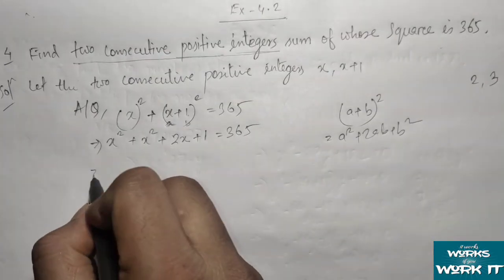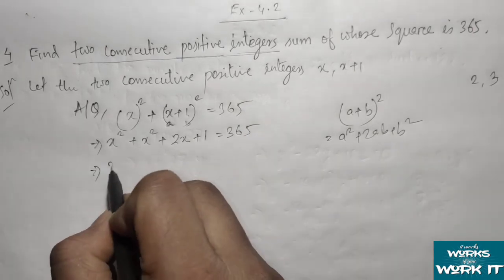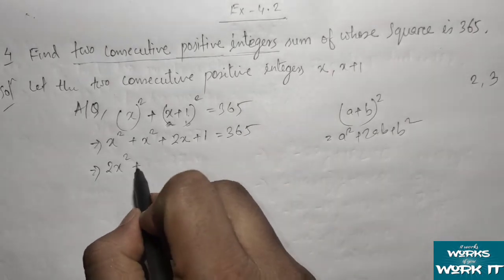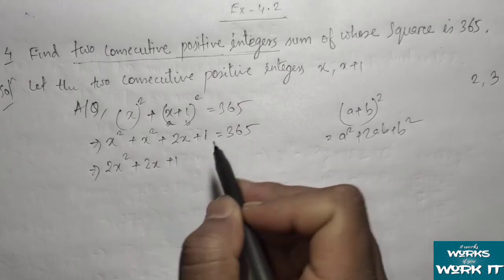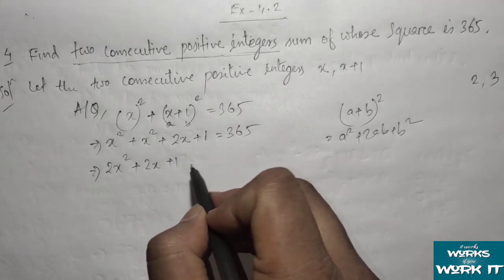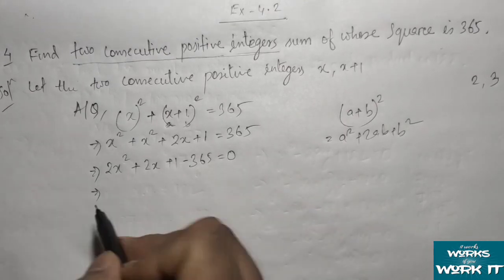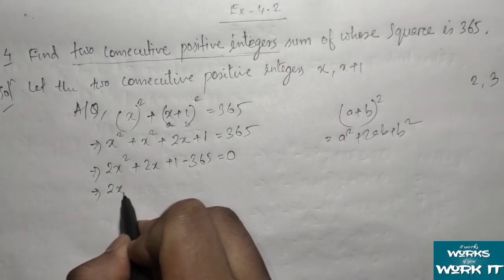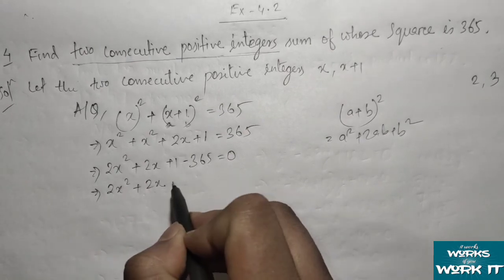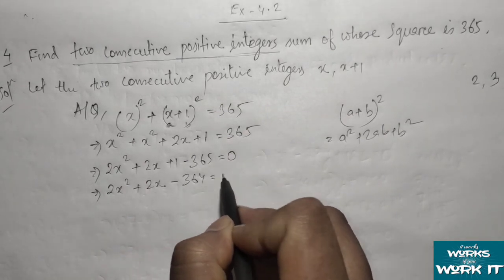Okay, so next, x square plus x square will give us 2x square. Then plus 2x plus 1, and I am bringing 365 to the left hand side, so it will become minus 365 equal to 0. So next step, 2x square plus 2x, and this one will give us 364 equal to 0.